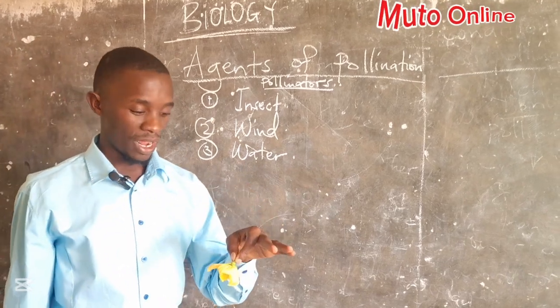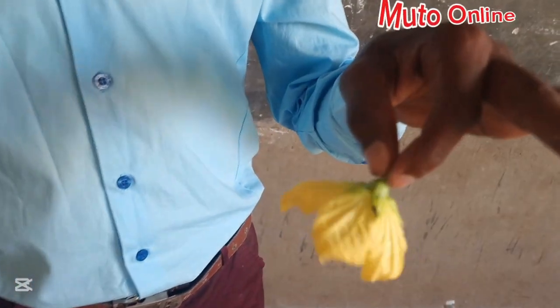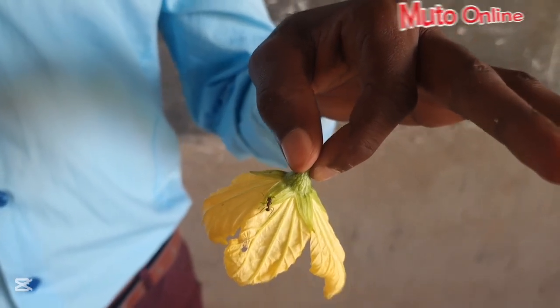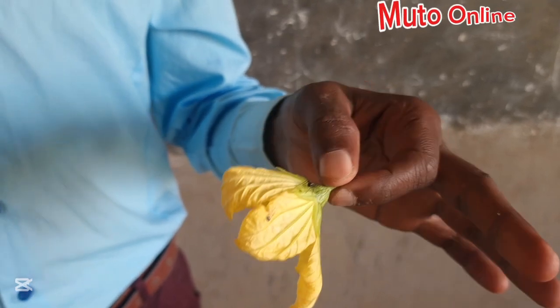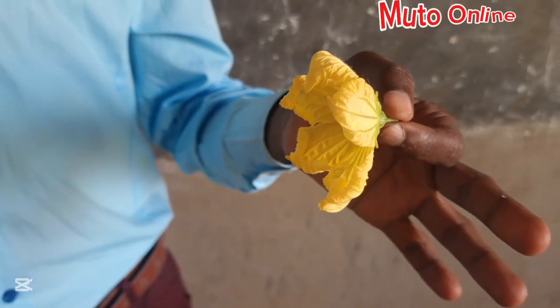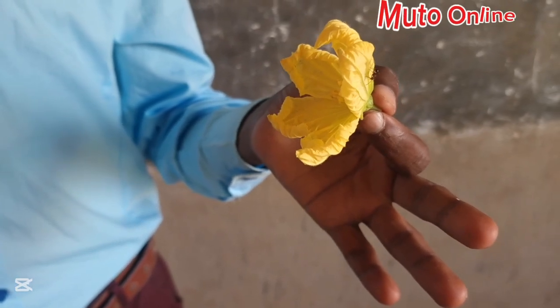So we can see this flower. There are even insects, from the source I got it from. They are looking for the pollen grains. They are looking for the nectar that is produced. We shall see the reasons why these insects were attracted.